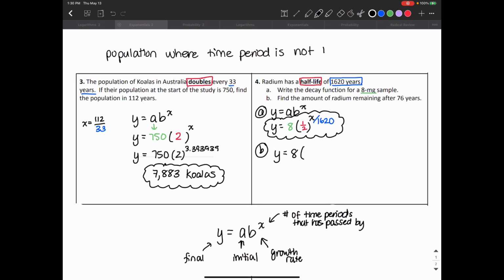So I have y is equal to 8 times 1/2. I'm going to do 76 divided by 1,620 to find the number of time periods that have passed by in 76 years. And I get y is equal to 8 times 1/2 to the 0.0469 power. And when I do that, 0.5 to this times 8, I get 7.744 milligrams. And that's how I do it.